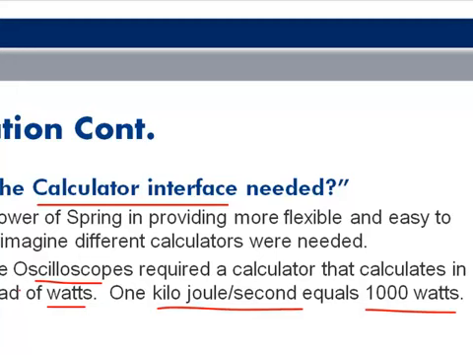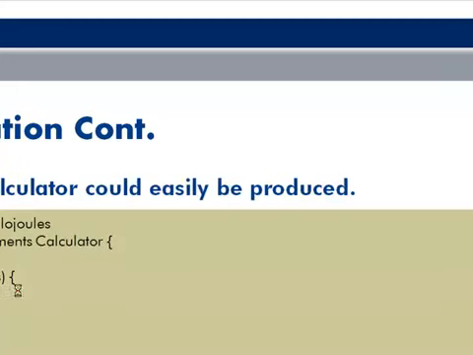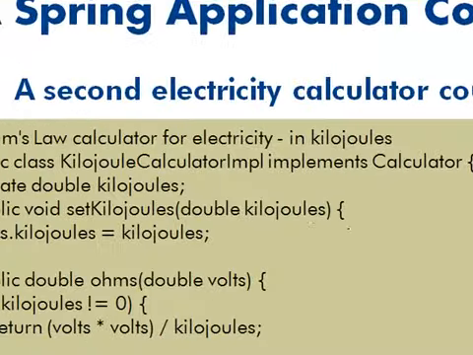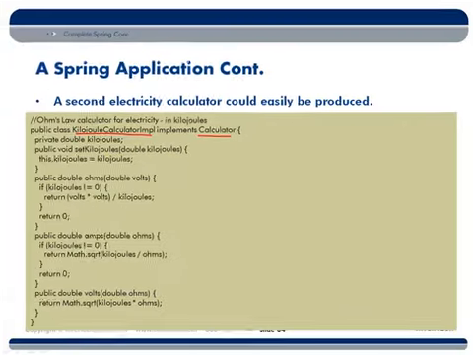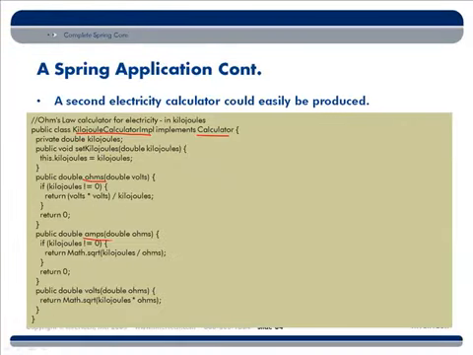Now, if that was the case, how would we change our application? Well, in fact, all we really need to do is go and now implement a kilojoule calculator implementation of our calculator interface, providing the same methods that you notice here: ohms, amps, and volts. But now what we're doing is not using watts as a means for that calculation. Instead, you'll notice that our class now has a kilojoules property, and it uses that kilojoules property in order to be able to do the calculations of ohms, amps, and volts.